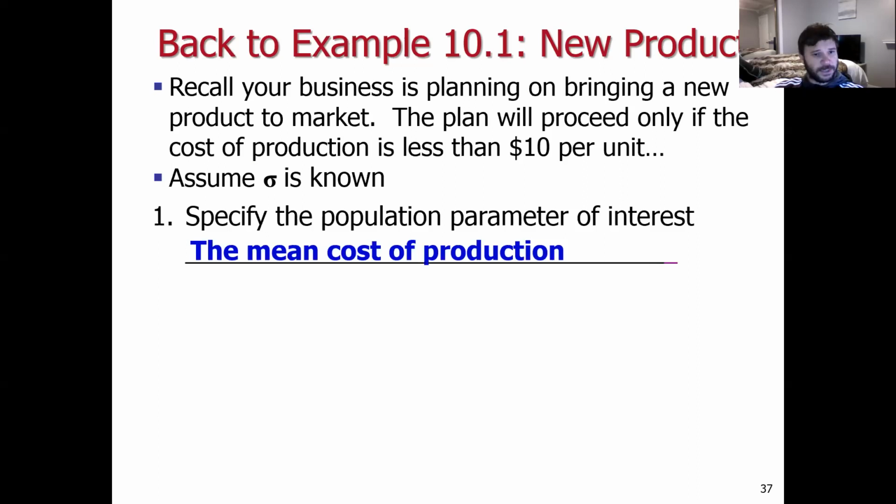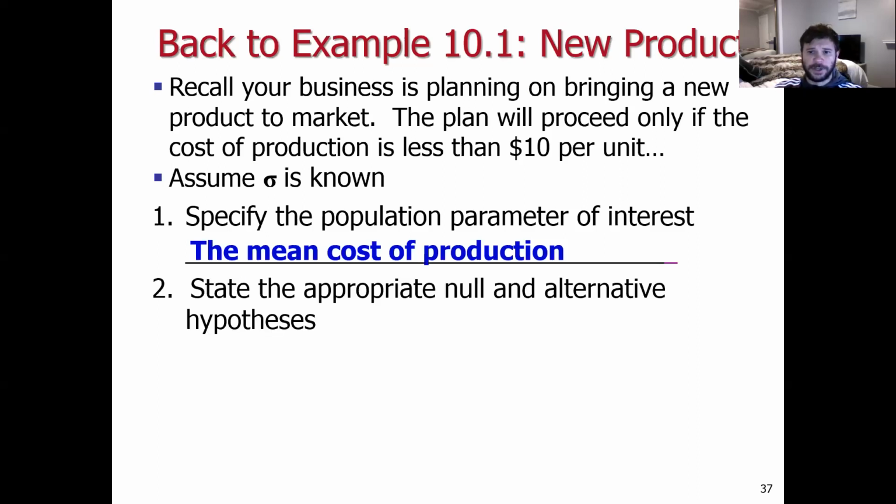Okay, and the next thing we need to do is state the appropriate null and alternative hypotheses. So the null hypothesis here, again, is what we're trying to essentially disprove. So we're going to say, hey, let's assume the status quo is that the cost of production is $10 or higher, which is no good for us. What we want to be able to show with our data is that the cost is sufficiently low. So remember, what you're trying to show with the data typically conforms with the alternative hypothesis here.